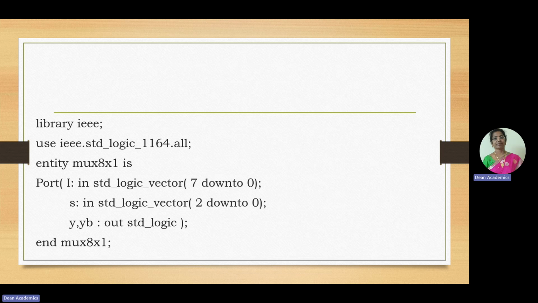And select lines we take, so S is also an input port. We have 3 inputs here, therefore standard logic vector 2 down to 0. Y and Y bar are the output ports, and they are single bit ports, therefore standard logic. And the name of the entity is mux 8 by 1. This is the way we declare the entity for this multiplexer.